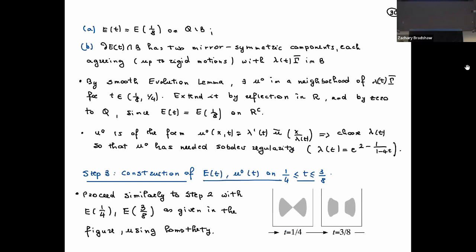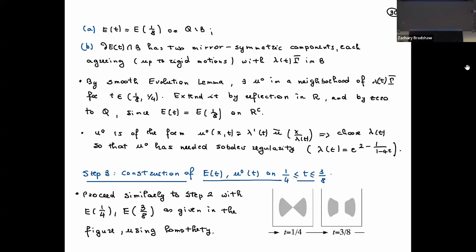So I want E of t to be equal to E1/8 on the complement of the ball B in the square Q where my set lies. And again, I want to preserve the mirror symmetry. So I really need to construct only 1/4 and then extend by mirror symmetry.